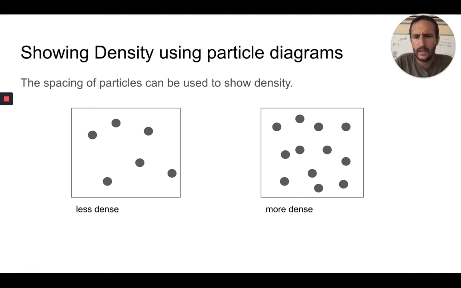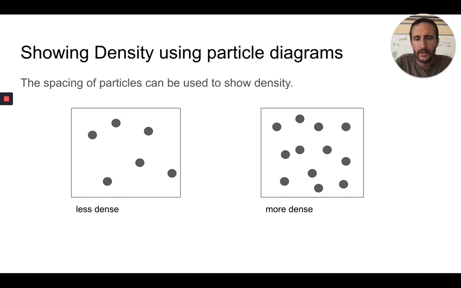One last thing about particle diagrams. The spacing of particles can be used to show density. If you have something that's a low density, you might do a particle diagram where the particles are really spread out. If you have something that's more dense or a higher density, you would pack those particles closer together to show higher density.